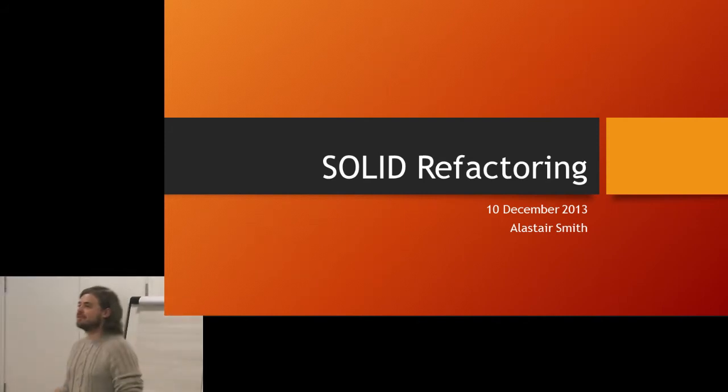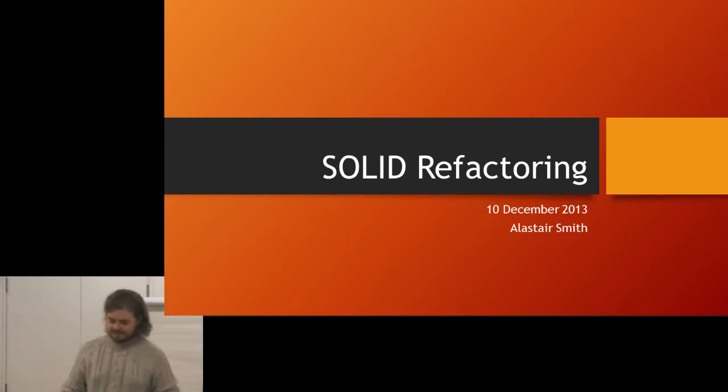I'm Alastair Smith. I run a group in Cambridge called the Cambridge Software Craftsmanship Community. I started at Redgate about 3 weeks ago, and I've declared war on legacy code.